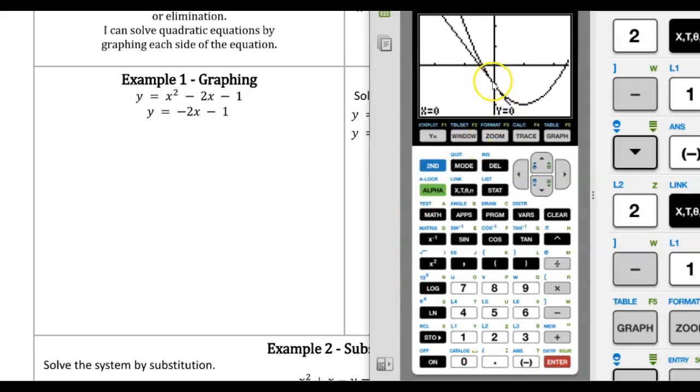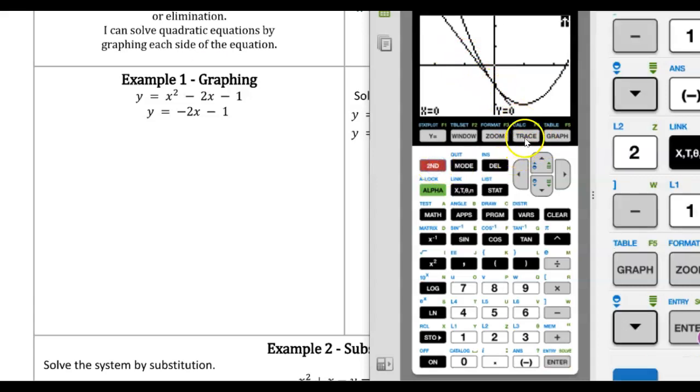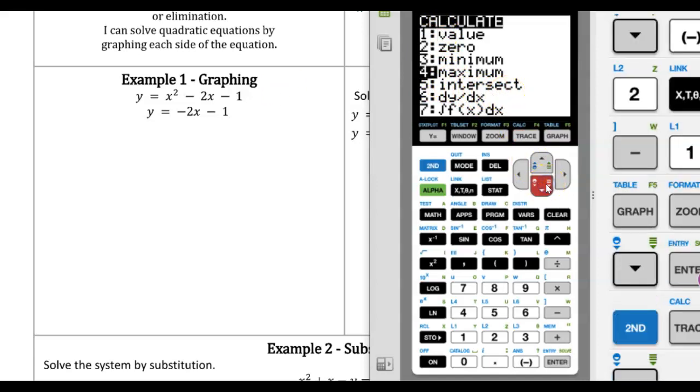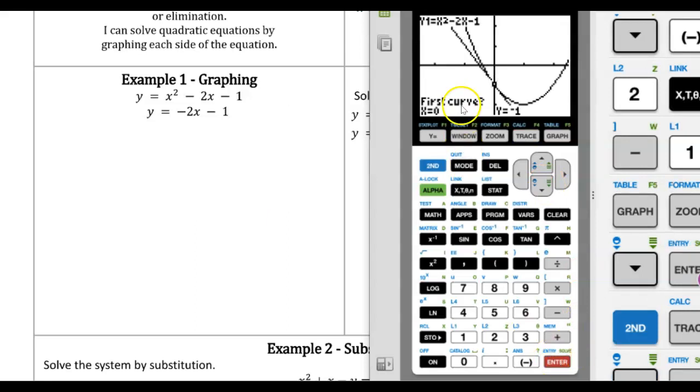It looks like they only intersect once, like it hits the quadratic and then keeps going. To find that, I'm going to do second, and then the trace button. It gets me to the calculate screen. Now I want to go down to 5, which is intersect. I'll go to 5 and hit enter, or you can just press the button 5. When it says first curve, you see it's on y1, so it's on the parabola. The first curve is the parabola.